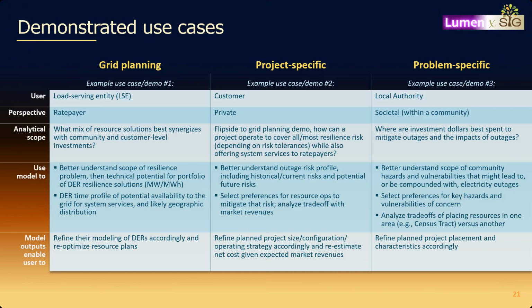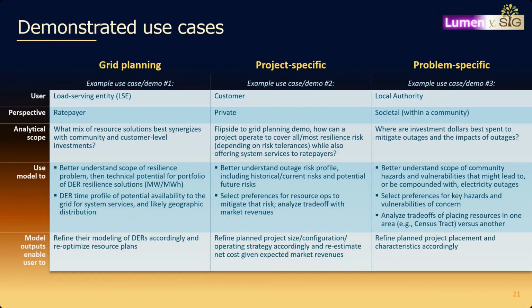And in this example, we'll show how the model can help LSEs better understand the scope of the resilience problem at a higher system level. And this can serve as the basis for analyzing technical potential of the DERs to provide resilience, and accordingly for determining how they could be available to the bulk grid for system services when they're not needed for resilience under blue sky conditions. And with this information, the LSEs can then refine how they model DERs and their availability and re-optimize their overall resource plans and portfolio from the perspective of ratepayers. So that's our first demonstration.